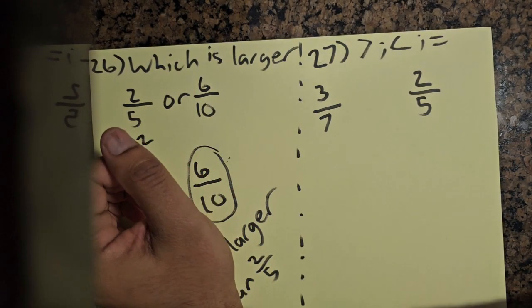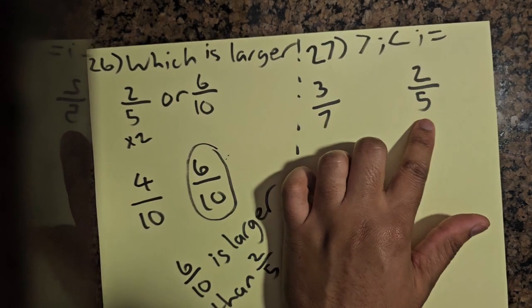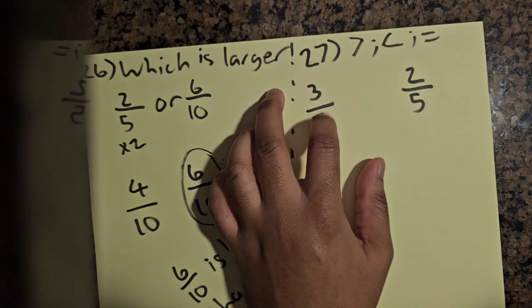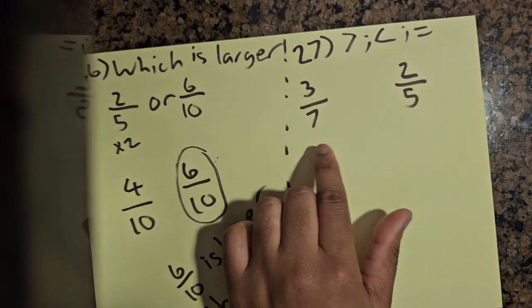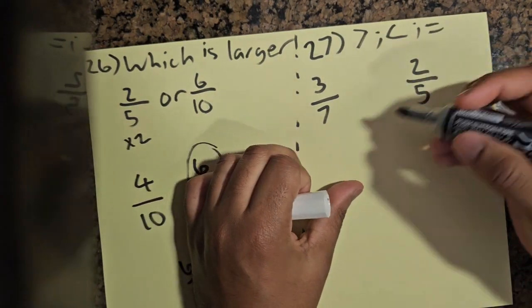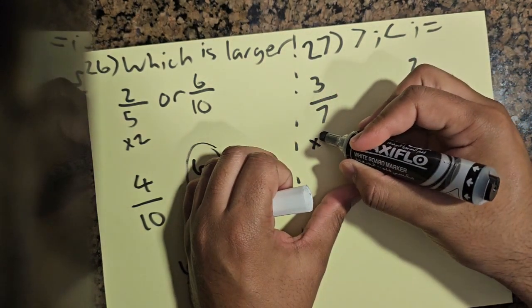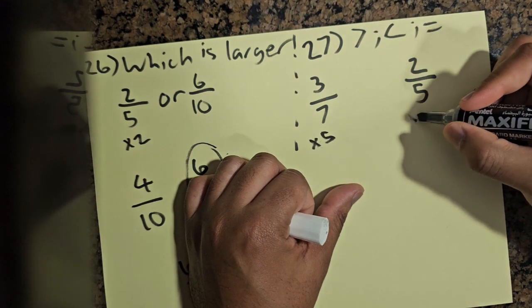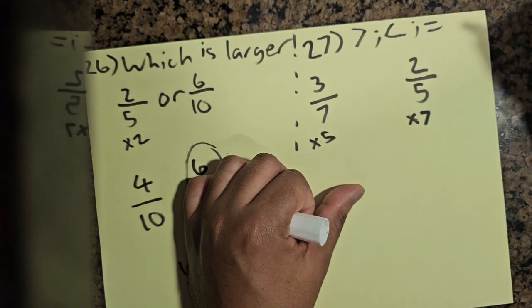So what I normally do, to make this easy, is I just multiply each fraction by the opposite denominator. So what I mean is, I'm going to multiply this fraction by 5, and I'm going to multiply this fraction by 7. Okay, so this one by the opposite denominator, which is 5, and this one by the opposite denominator, which is 7. And then see what happens.